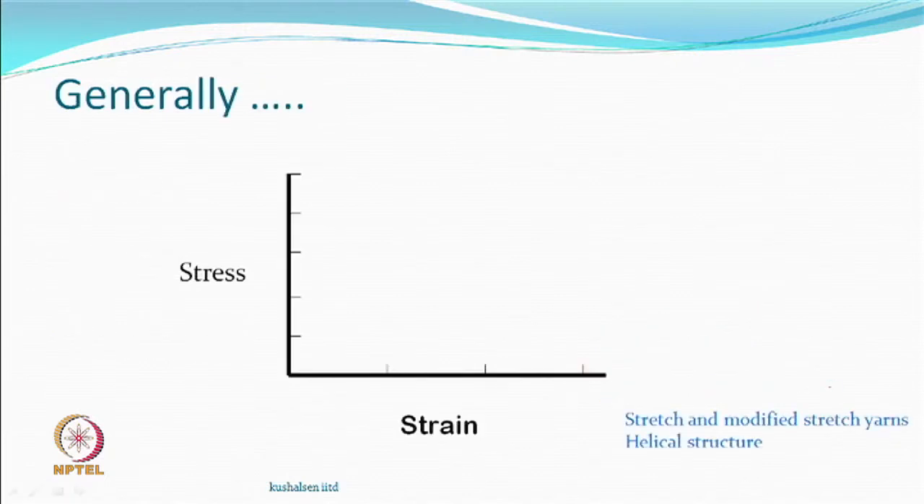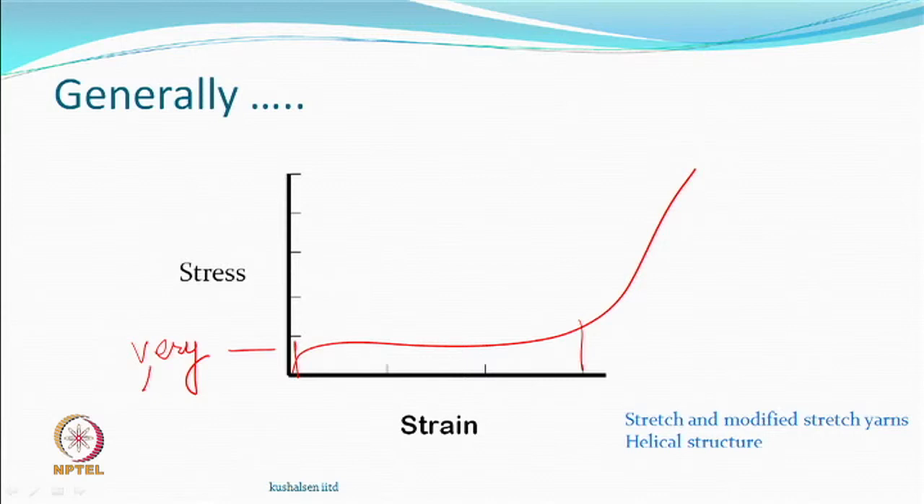We talk about texturing, and what it means is the three processes, Helenka, false twist and turbo duo, all of them will give us helical structure. So we move further, and because they have helical structure, generally the stress strain curve would be like this. There is a lot of stretch before the stress actually develops, and this is a very low value. It could be as low as 0.1 grams per denier.